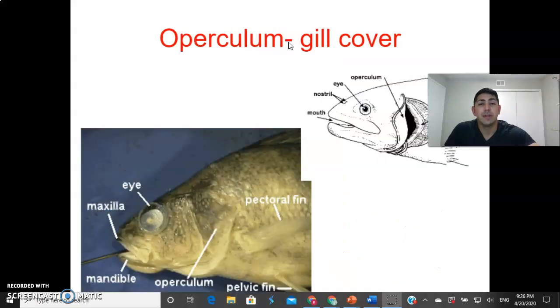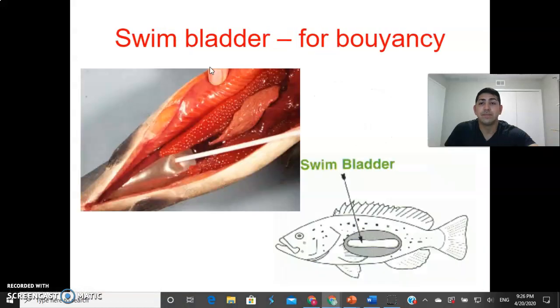Operculum. Operculum is the gill cover, and that's this portion right here. All right? And we learned about this term when we were talking about mollusks. Swim bladder. And so this is what we were talking about a little bit earlier, and it's used for buoyancy.